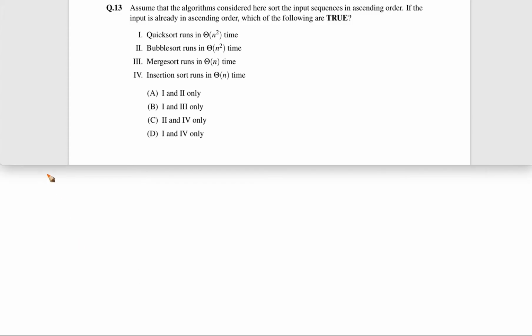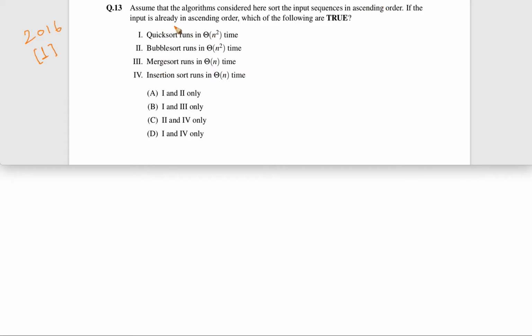Now let's see this question. This question came in GATE 2016 for 1 mark. The question is, assume that the algorithms considered here sort the input sequences in ascending order. So these 4 algorithms are given here: quick sort, bubble sort, merge sort and insertion sort.